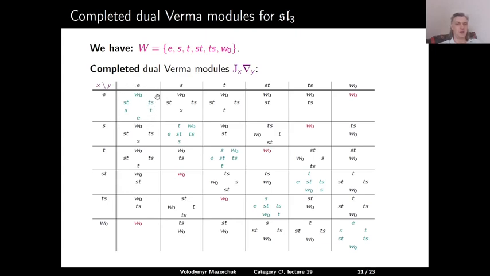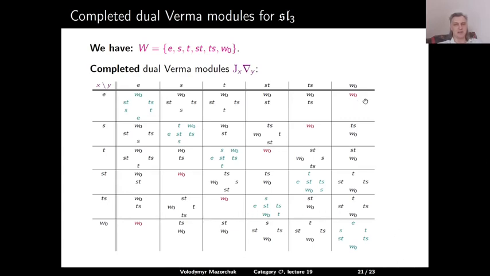If we start from the dominant dual Verma module and complete it, we get all dual Verma modules. If you start with the antidominant dual Verma module, which is the same as antidominant Verma module, and complete it, we get all Verma modules. So the last column here consists of Verma modules. If you start with dual Verma modules and complete them with respect to w0, we get Verma modules. So the last row here consists of Verma modules.